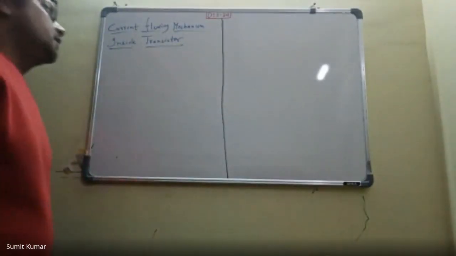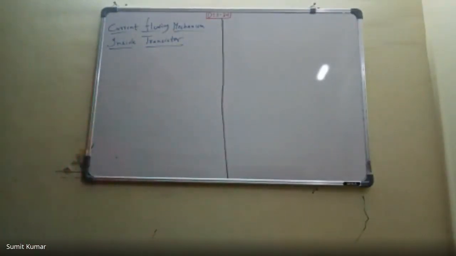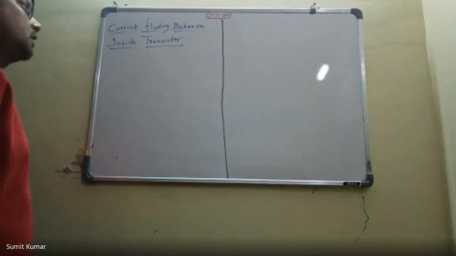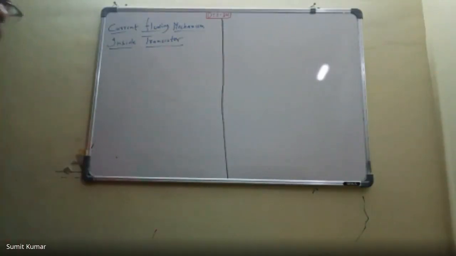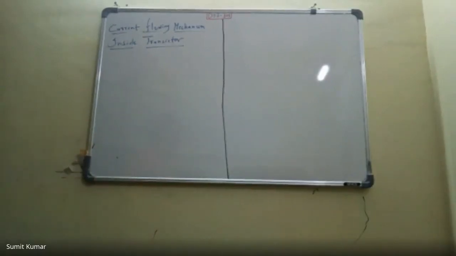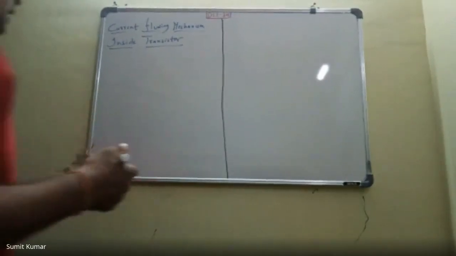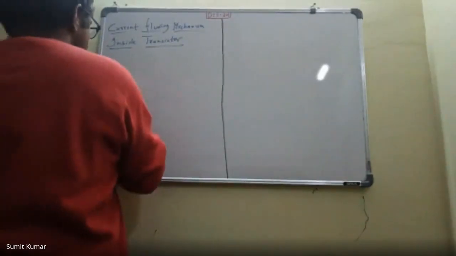Welcome again, and this lecture is in continuation with the previous lecture. And now we shall discuss the current flowing mechanism inside a transistor. So, how the current conduction takes place inside the transistor. So, let me draw the transistor now.